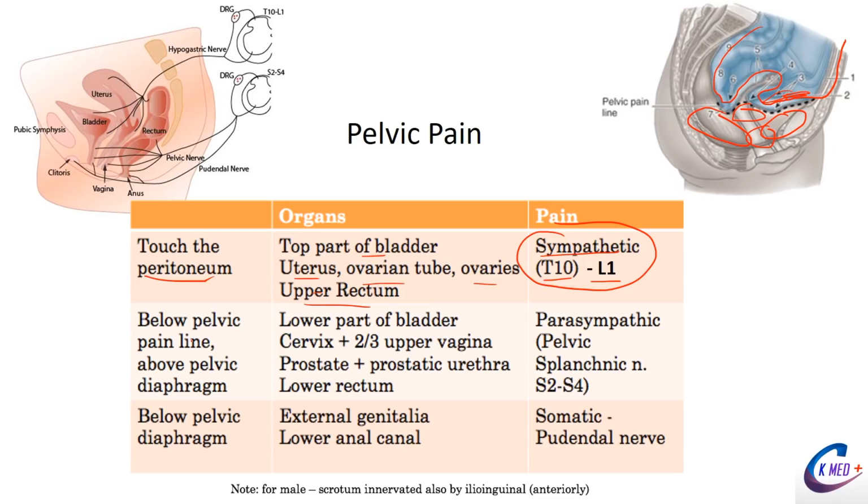But if you go below that, so below the pelvic pain line and above the pelvic diaphragm, which is here, so just thinking of what are all the organ pieces: the lower bladder, the cervix, the upper vagina, and the lower rectum are all found above these muscles that are running here, which we talked about, the levator ani muscles. What's carrying these sensory fibers? This is actually going to be carried around with your pelvic splanchnic nerves, or your parasympathetics. Here there were sympathetic fibers, and now they're parasympathetics.